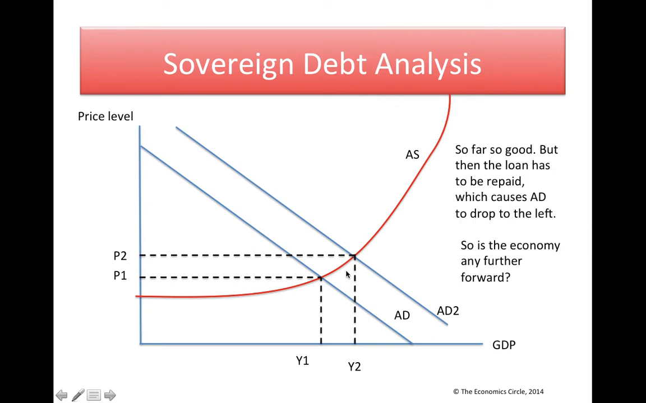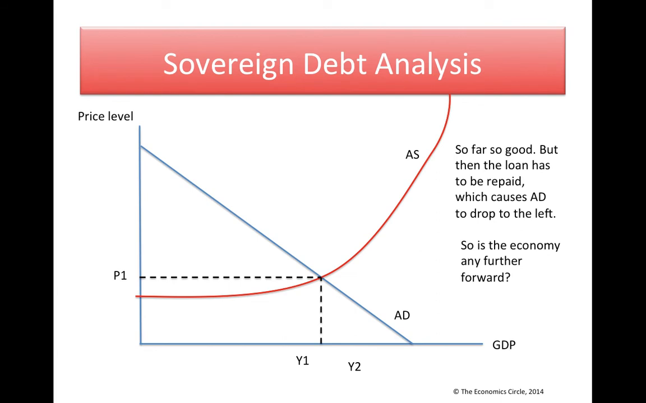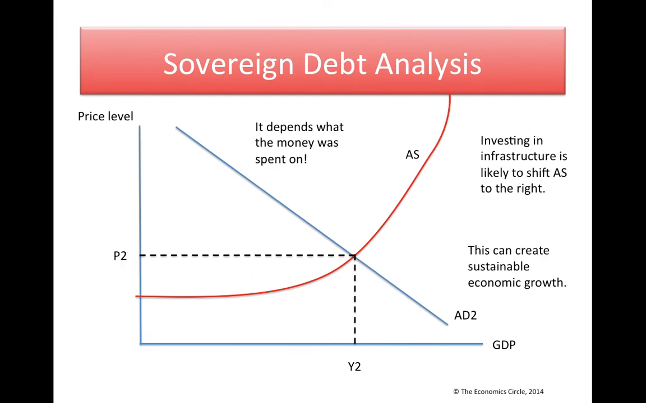So far so good. But then the loan has to be repaid, which then causes AD to drop back to the left. So is the economy any further forward from when it first started borrowing? Well, it depends on what the money was spent on. Now we're keeping this simple, and there's going to be raging arguments about how governments should spend money and how they do spend money, and also what the effects at the micro and macro level are of that expenditure, of course. But let's just keep things simple.